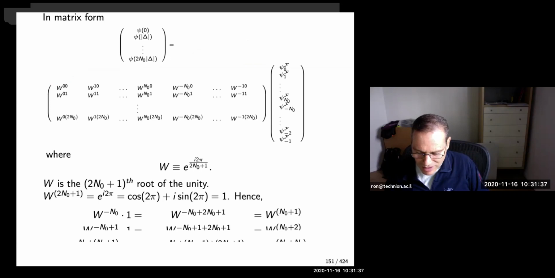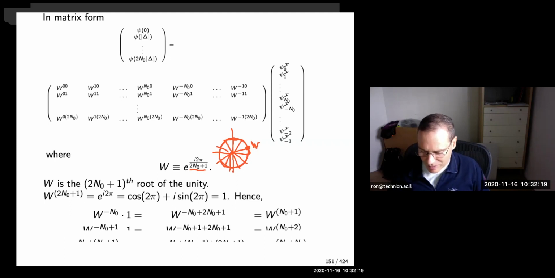And in fact, you can show that this matrix is symmetric if you consider the conjugates. And this W is nothing but taking the unit circle and splitting it into 2n0 plus 1 splits, which would be nothing but this one. Again, I'm dividing my circle into 2n plus 1 splits. And this would be the definition of my W. So it would be 2 pi divided by 2n0 plus 1. So 2 pi would be the whole circle returning to here. Now, there are some nice properties here.